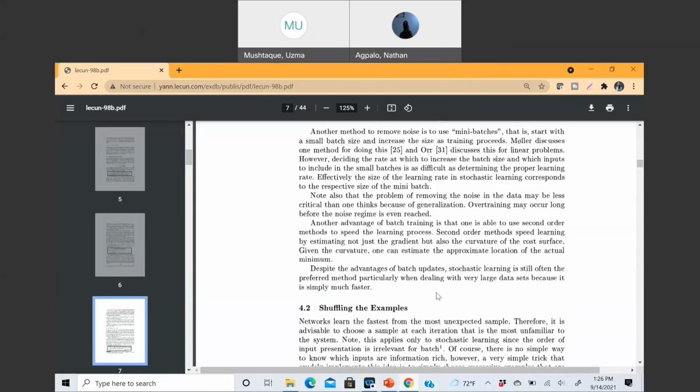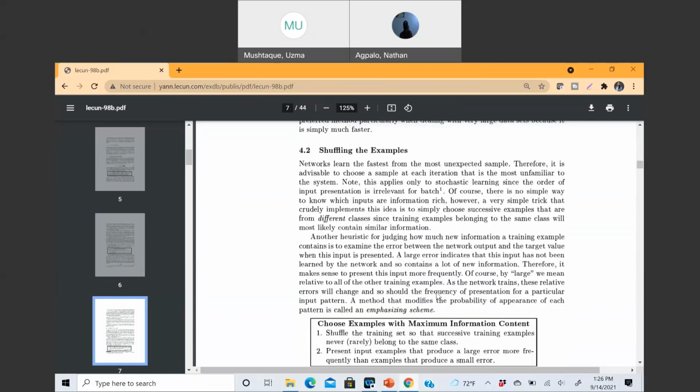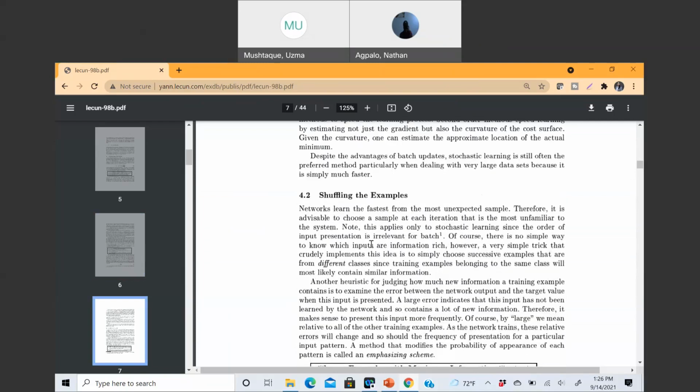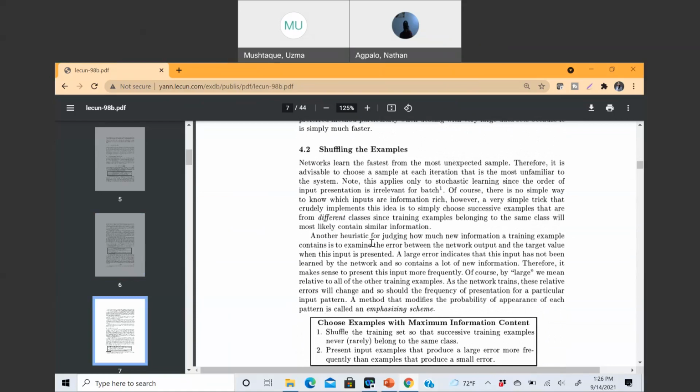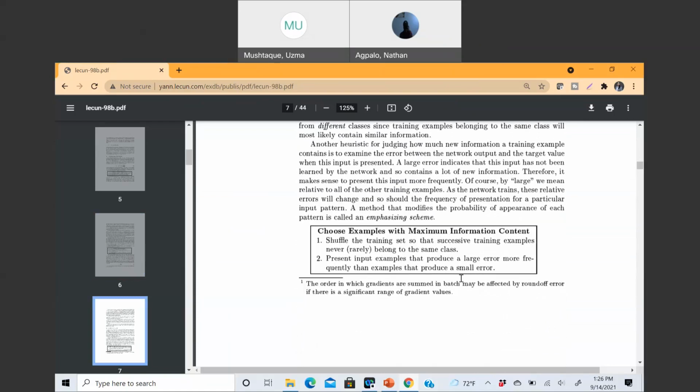Okay, so next. Sometimes this is a good thing to do: shuffling the examples and not sequentially feeding them, so choosing the examples with maximum information content. The best way to do that is to randomly pick rather than sequentially picking your data. It sometimes helps, especially with neural networks. So shuffle the training set so that successive training examples don't belong to the same class, so that you have good representative data, right?